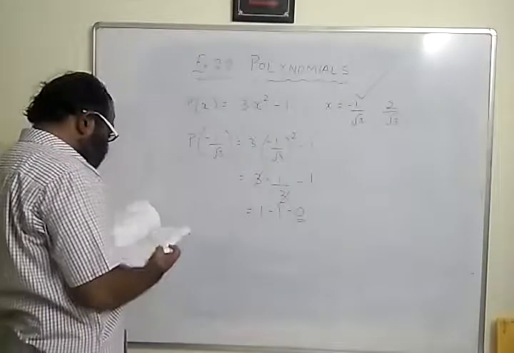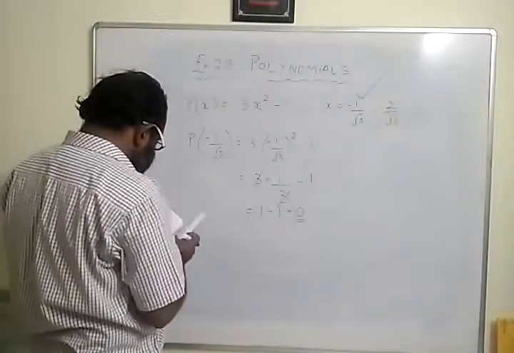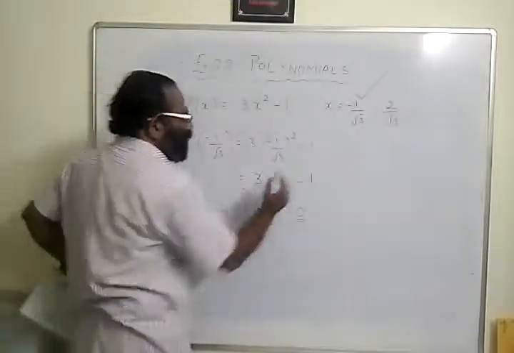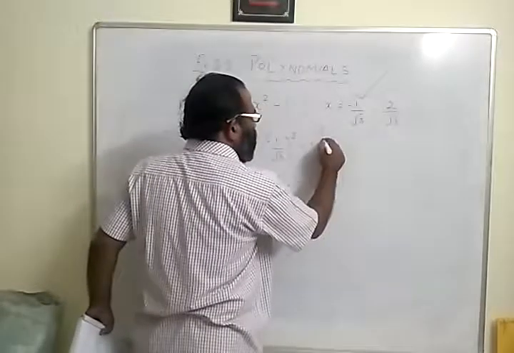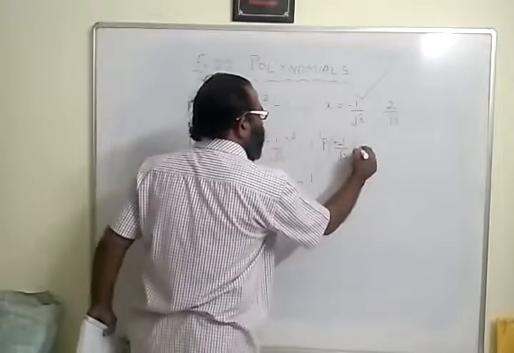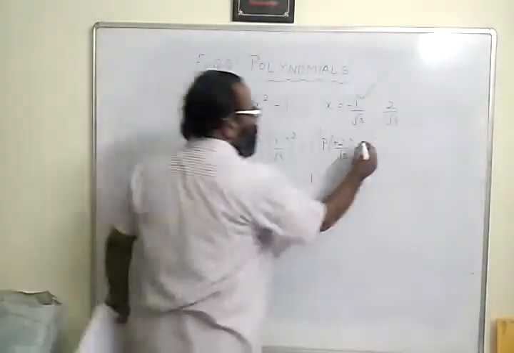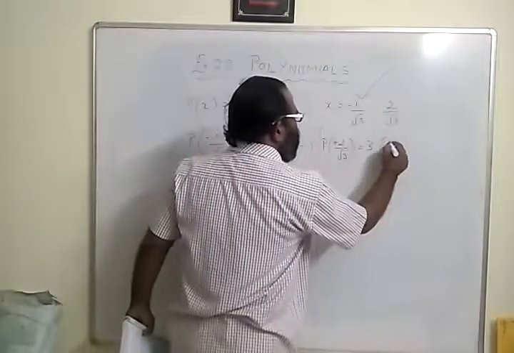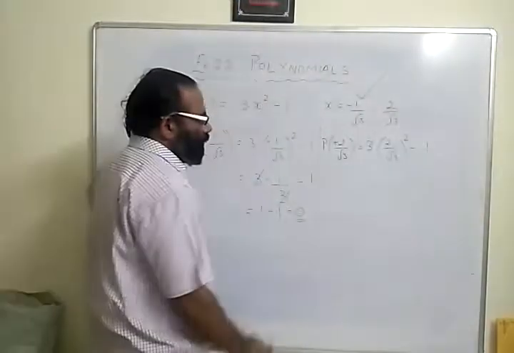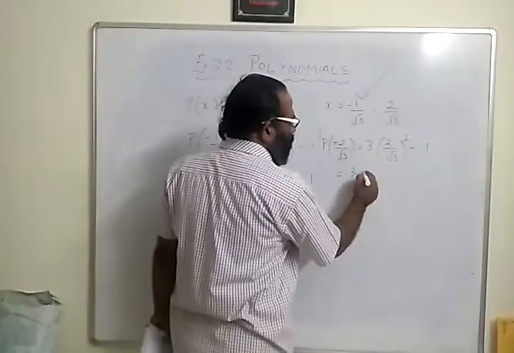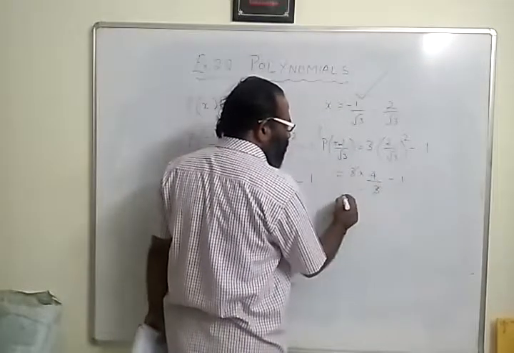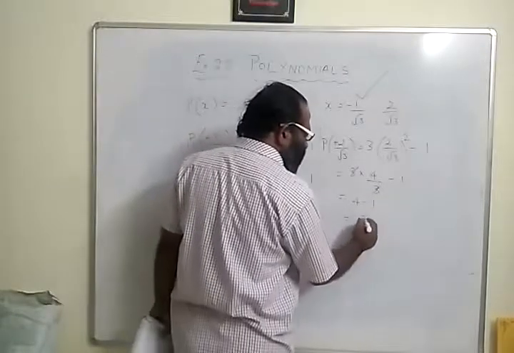So the next part, P of 2 by root 3, this will be equal to, substituting it in the same polynomial, 3 into 2 by root 3 whole squared minus 1. So this is 3 into 2 square is 4, root 3 square is 3, minus 1. The 3 cancels, 4 minus 1, which is equal to 3.